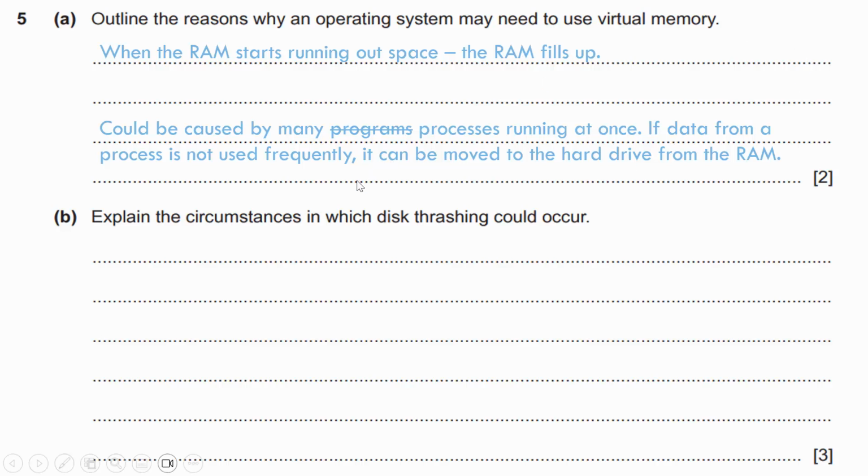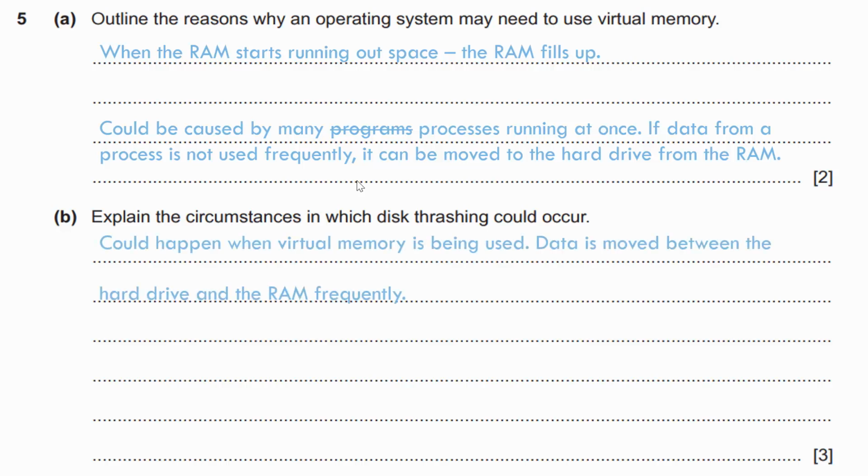Now, if data from a process isn't used frequently, we can move it to the hard drive from the RAM. Now, when we do need to use it again, we're going to have to go to the hard drive and move it back to the RAM. But in order to free up space, we got to take something from the RAM, put it on the hard drive. Then we got to find it on the hard drive, move it back to the RAM. We need more pieces. So now we got to find something we're not using, move that to the hard drive, and then look on the hard drive for what we do need to get that piece off too. That causes disk thrashing. It could happen when virtual memory is being used. That's the only time it can happen. Data is moved between the hard drive and the RAM.